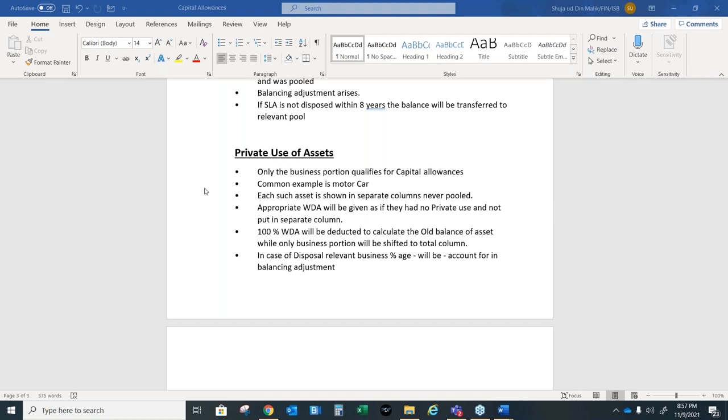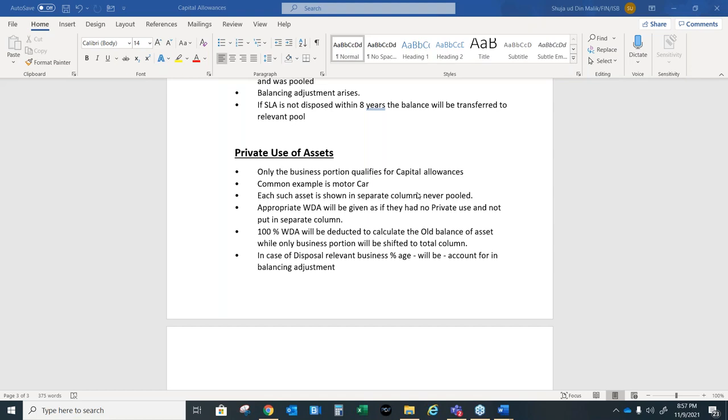Okay. So this is the main adjustment we do for sole traders. Only the business portion qualifies for the capital allowance. The most common example is a motor car. Each such asset is shown in a separate column. It is dealt with totally separately. You cannot pool it because it cannot lose its identity. Appropriate WDA will be given as if it had no private use and was not put in a separate column.